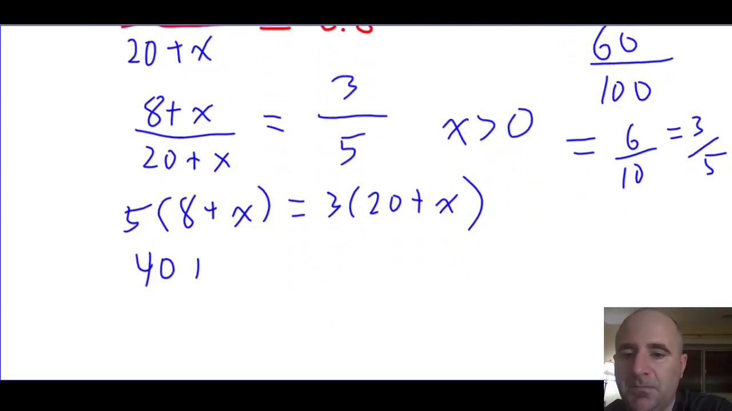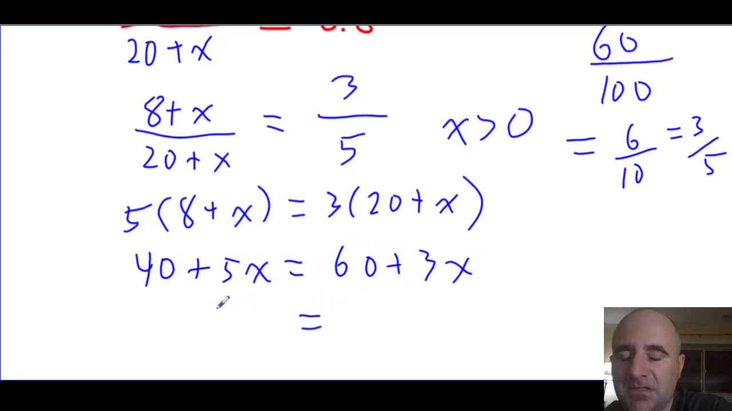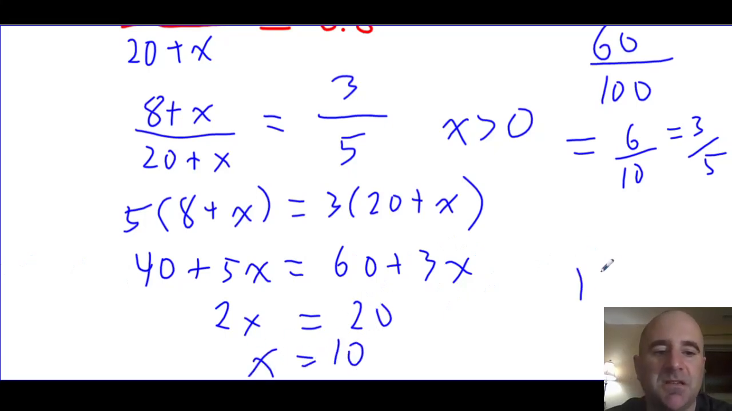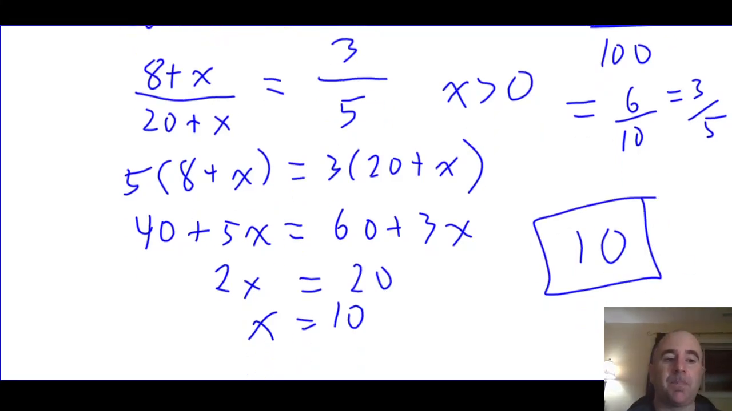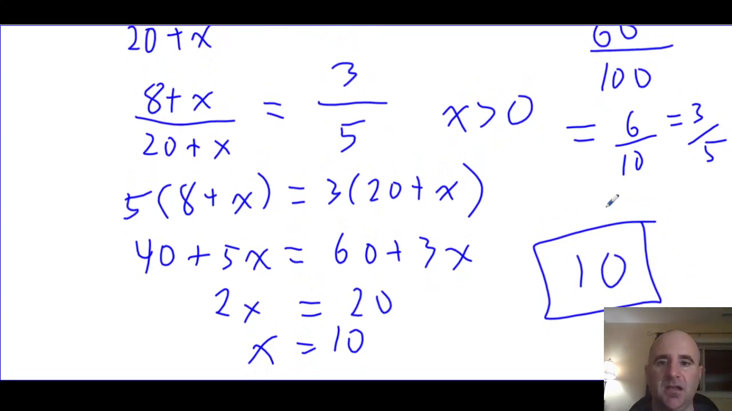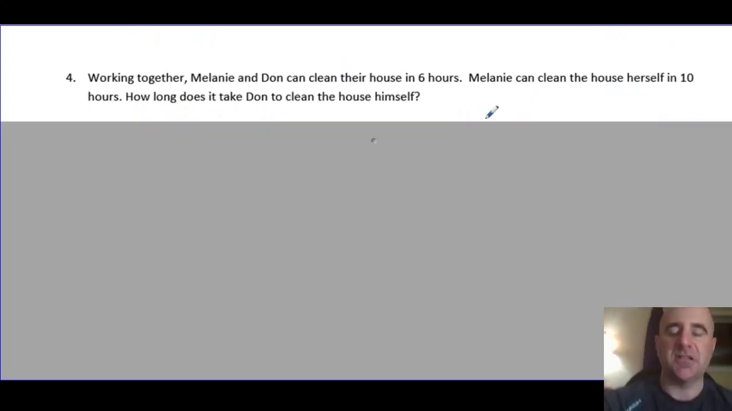40 plus 5x equals 60 plus 3x. That means that 2x, okay, 5x minus 3x would equal 20, and x equals 10. So he must make 10 free throws in a row in order to bring his percentage up to 60. And of course, that would be 18 in total he made out of 30. So there you go. Okay, last question in this lesson.